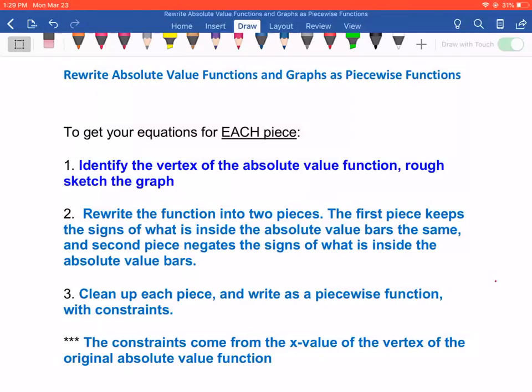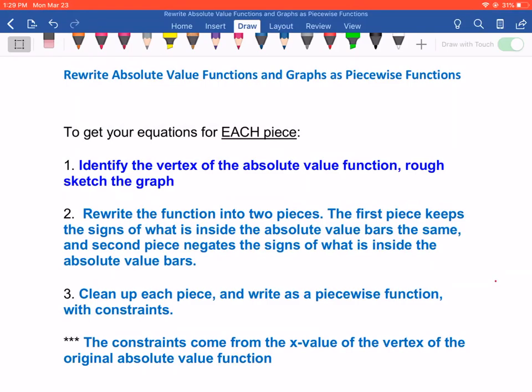Today we're going to talk about rewriting absolute value functions and graphs as piecewise functions. To get your equations for each piece of our piecewise function, we have 3 steps for you. Number 1, we want to identify the vertex of the absolute value function and then rough sketch what the graph would look like. Step number 2, rewrite the function into 2 pieces.